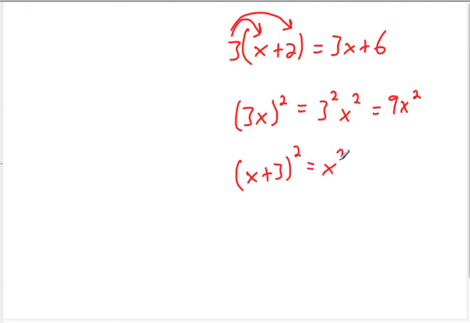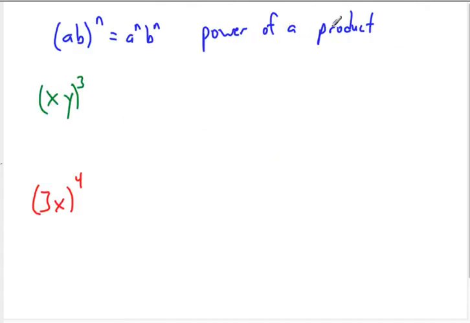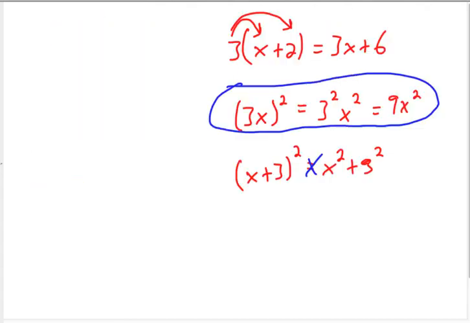Okay, this is not true. And notice in the rule we're dealing with right now, these things are being multiplied. It's called the power of a product. This is not a product. This is an addition. This rule does not work. Do not try it. It is not the distributive property.